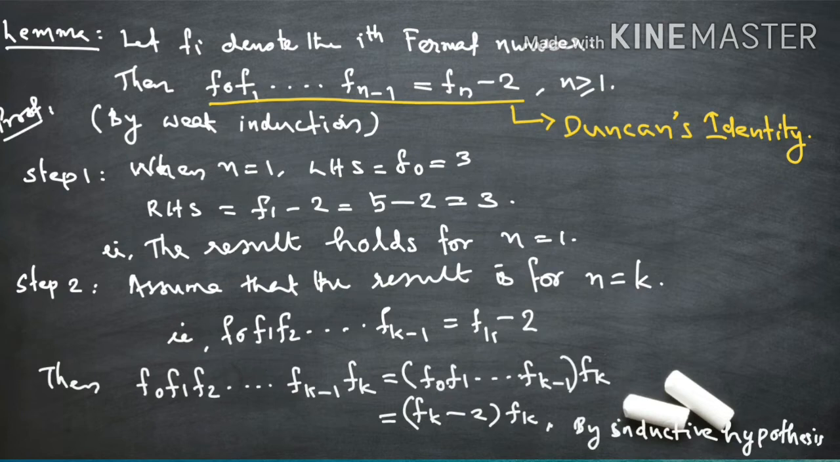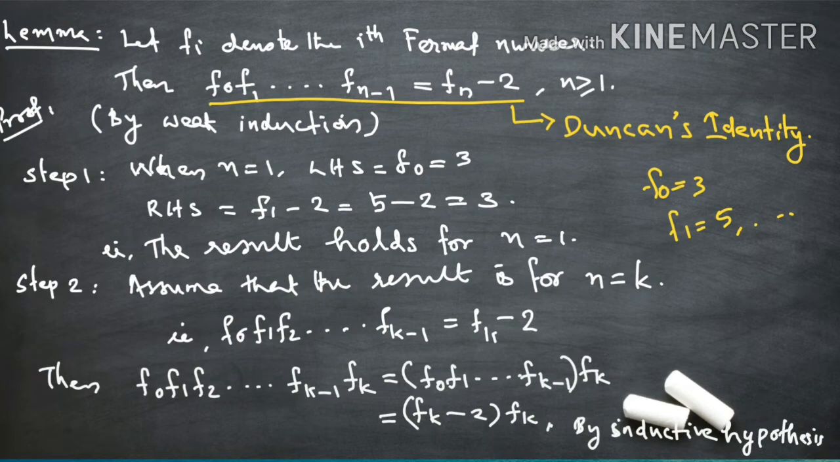The result is: the product of the first n Fermat numbers. f naught is 3, f1 is 5, etc. So f naught into f1 into etc., the product of first n consecutive Fermat numbers, is equal to fn, the nth Fermat number, minus 2 for any n greater than or equal to 1. This is a very important and very useful result.